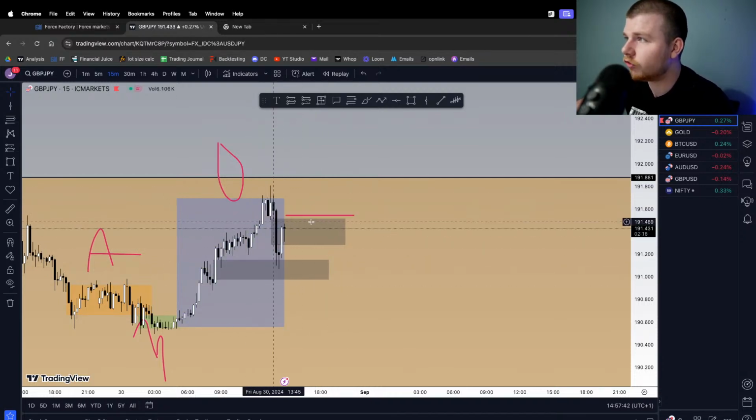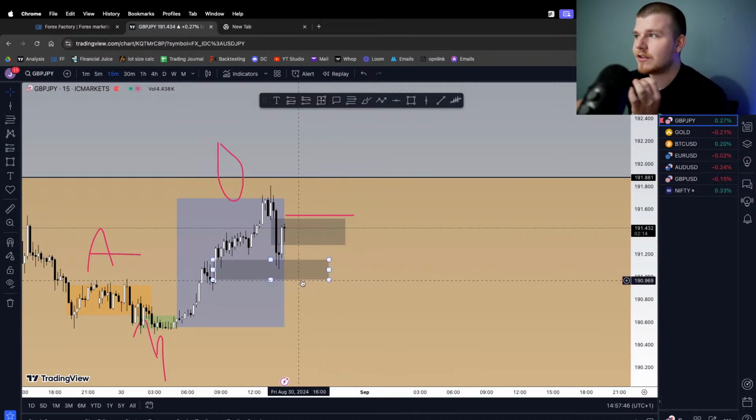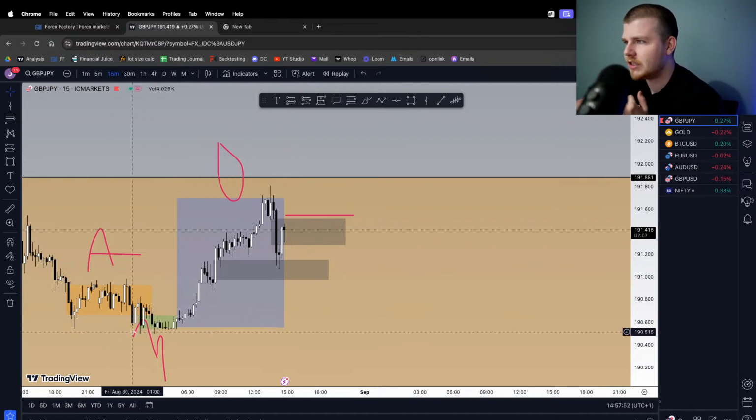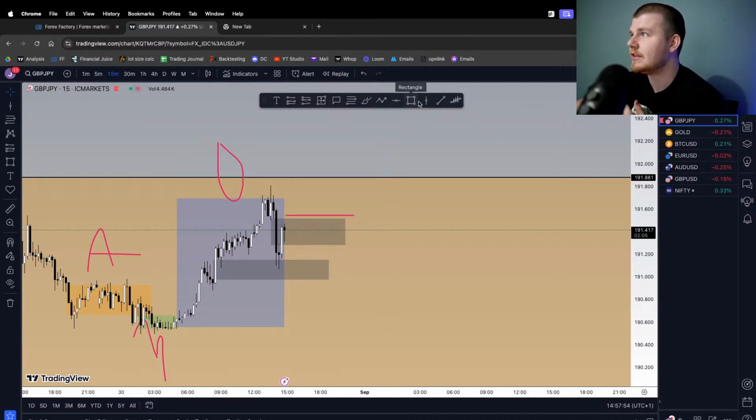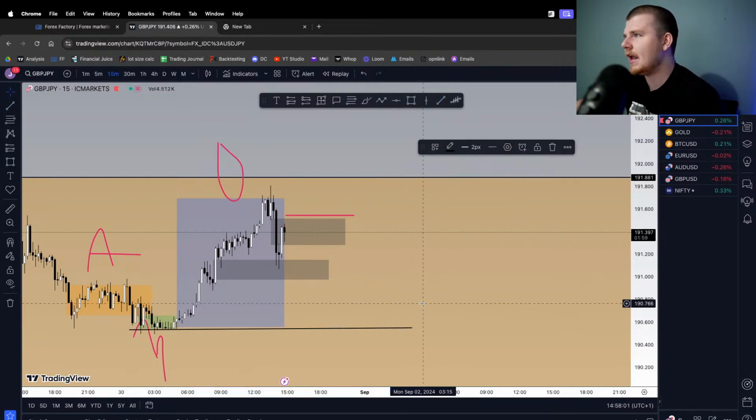If it starts disrespecting this fair value gap, I am done for the week. I'm not going to be trading. If it starts disrespecting this fair value gap before it disrespects this one, then I am taking sell positions down to this low over here. Simple as that. I don't really need to say more. We're just going to wait for this to play out. I'm going to go about my day and let this play out.